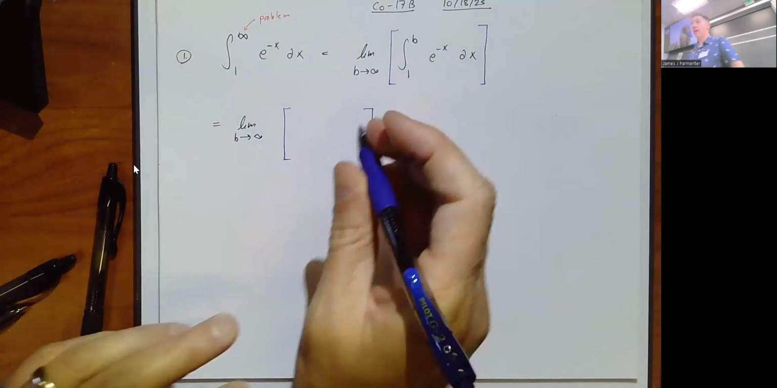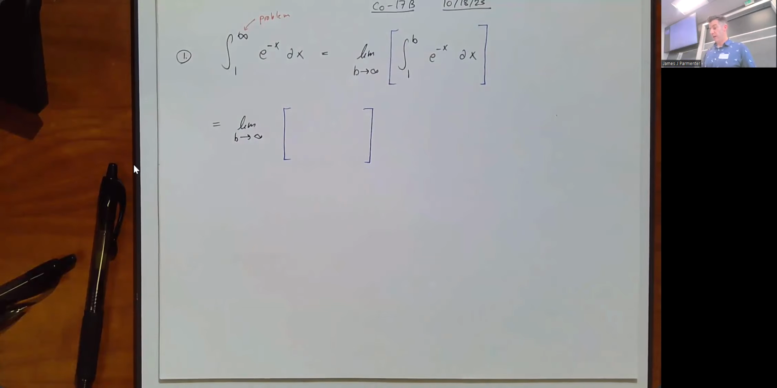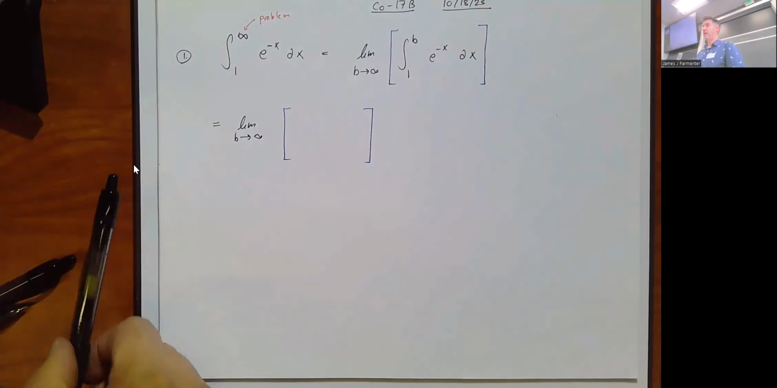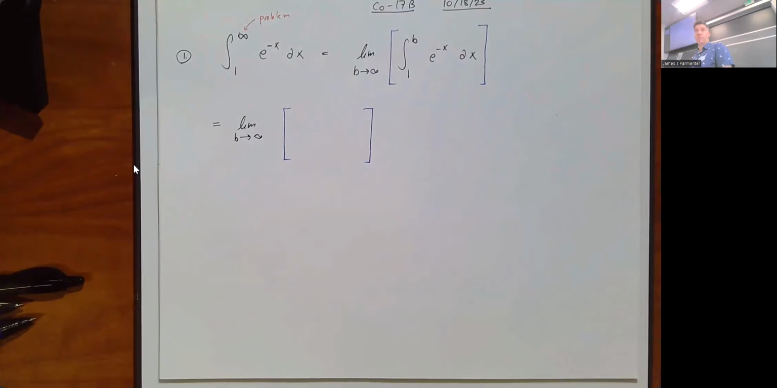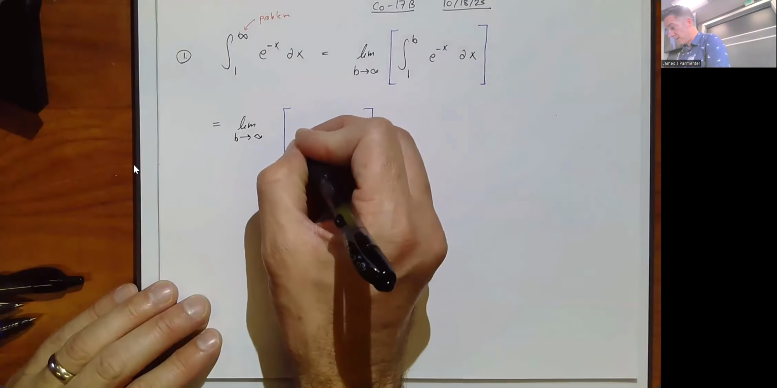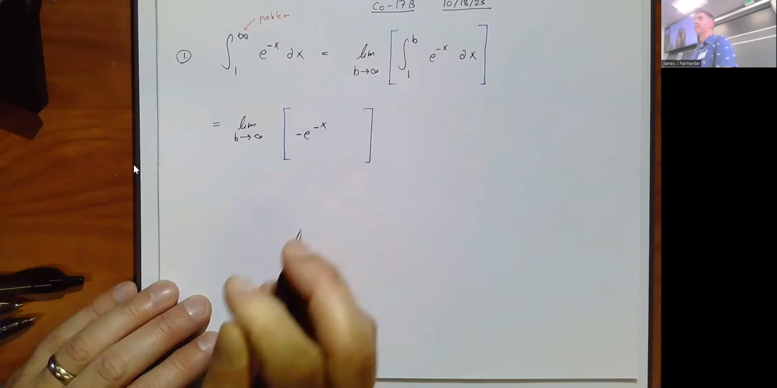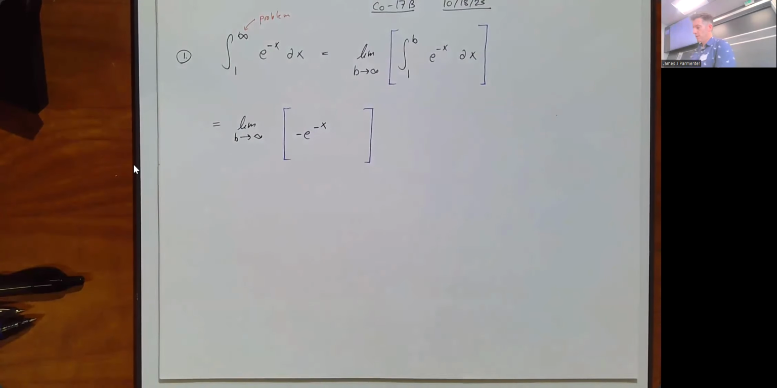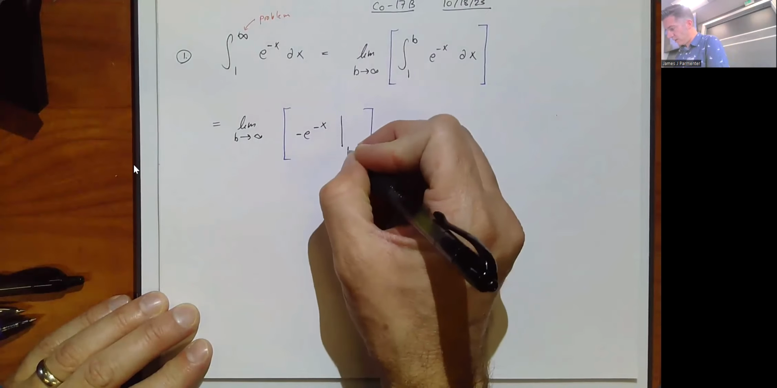So we're going to anti-differentiate e to the negative x. And we're going to get e to the negative x divided by -1. But since dividing by -1 is the same as multiplying by -1, let's just write negative e to the negative x, from a lower limit of 1 to an upper limit of b.